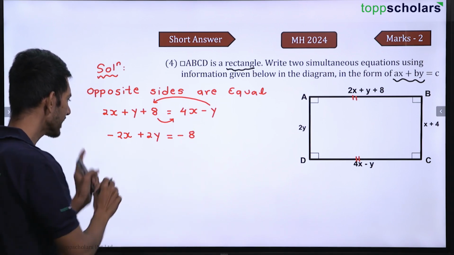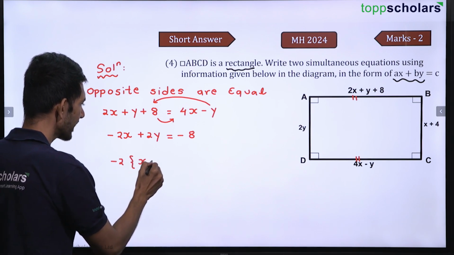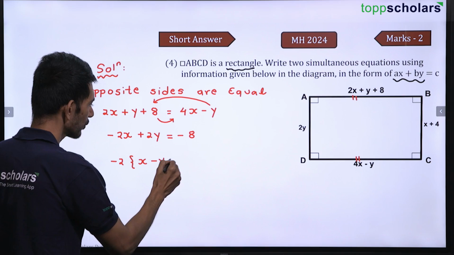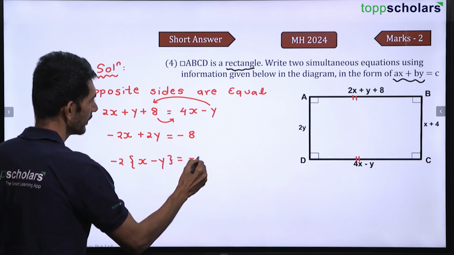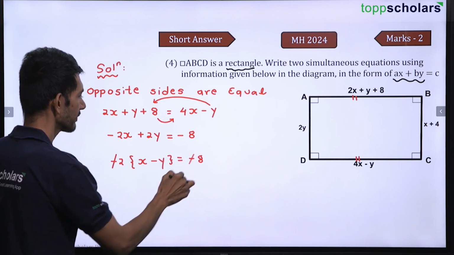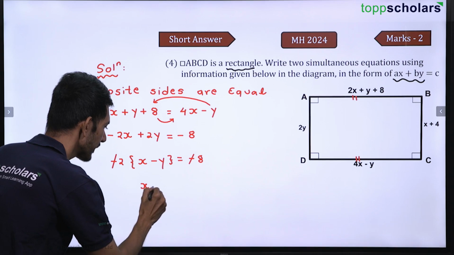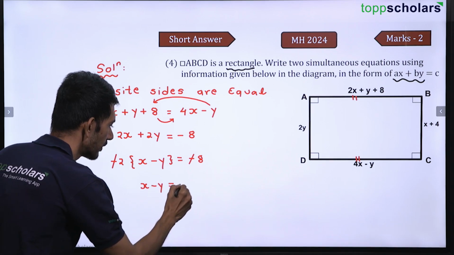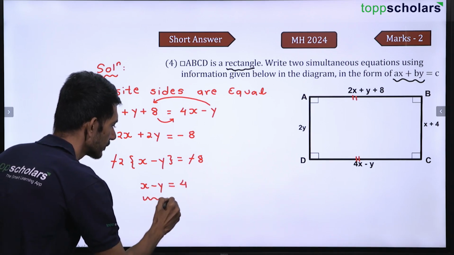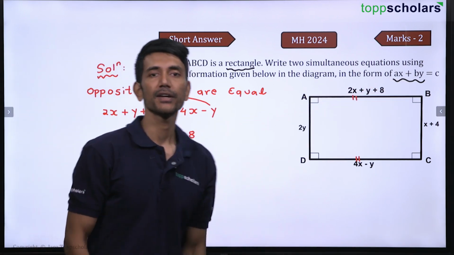Now can I take minus 2 common? If I take minus 2 common, I get x minus y is equal to minus 8. Can I cancel minus? 8 divided by 2 is 4. So can I say x minus y is equal to 4? So this is the first equation in the form of ax plus by is equal to c.